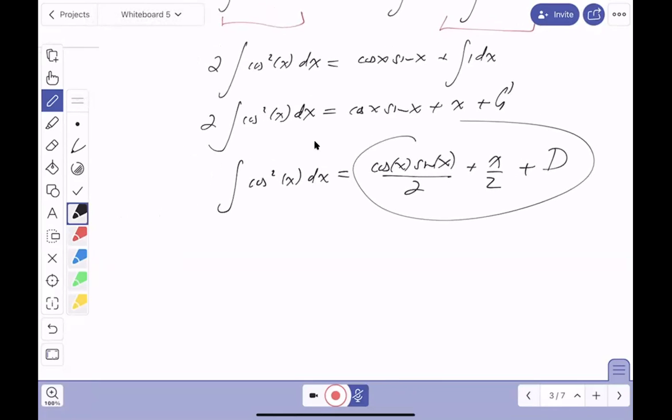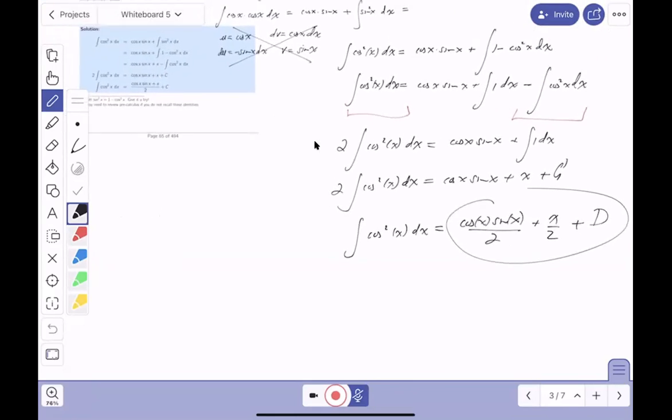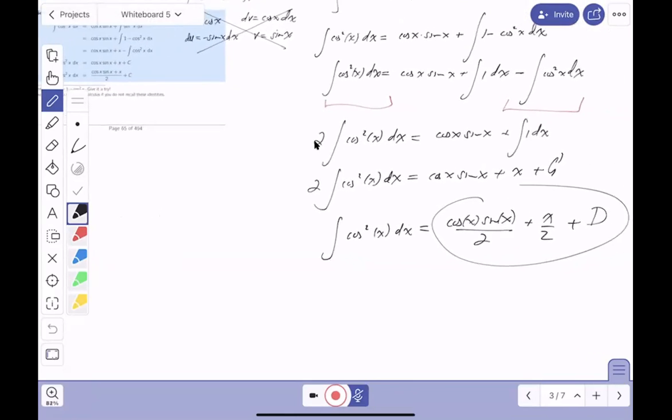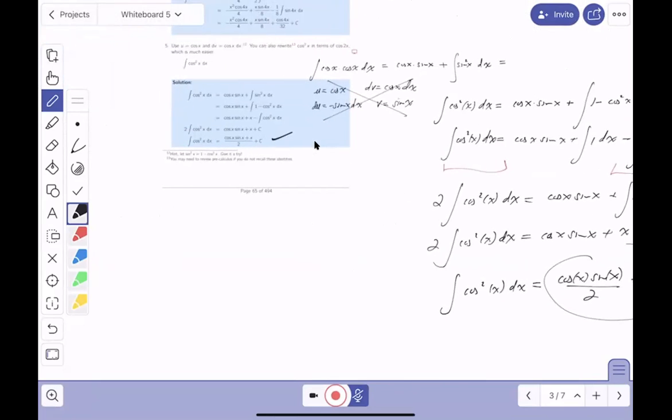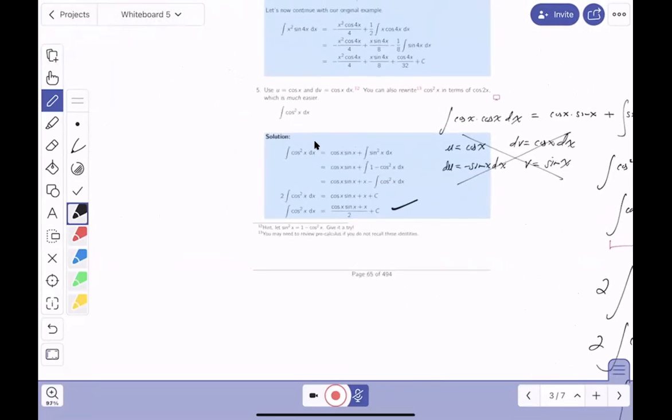I did the integration. Let's go back over here and see how we did. And I'm seeing it right over here. Okay. That was tough. I hit a dead end, and then I hit another dead end, and I kept going. Right. So I did it. I did what they asked me to do.